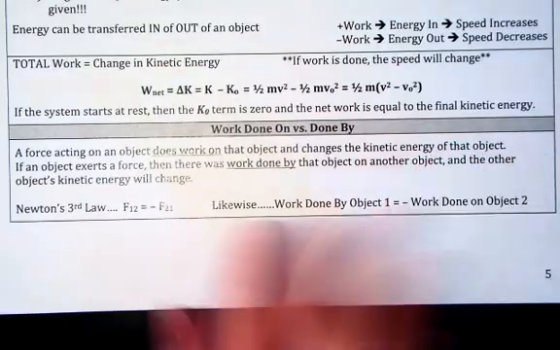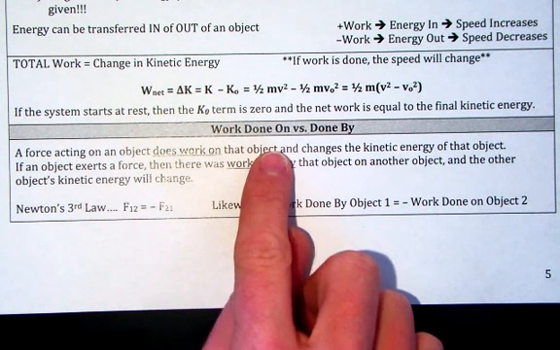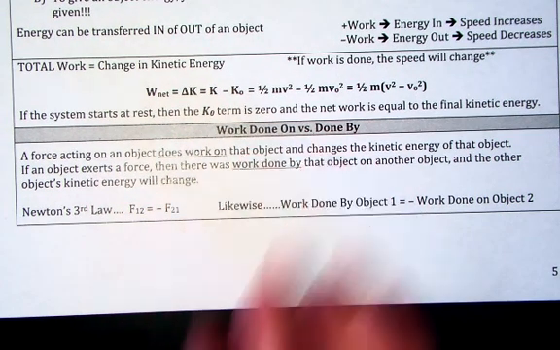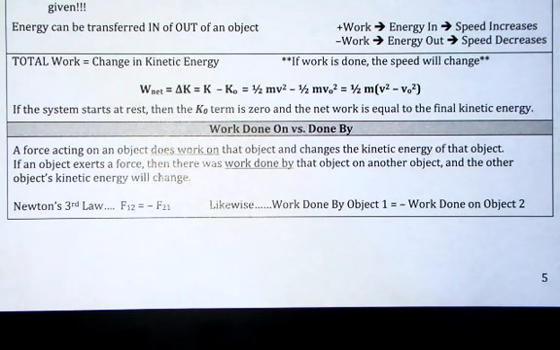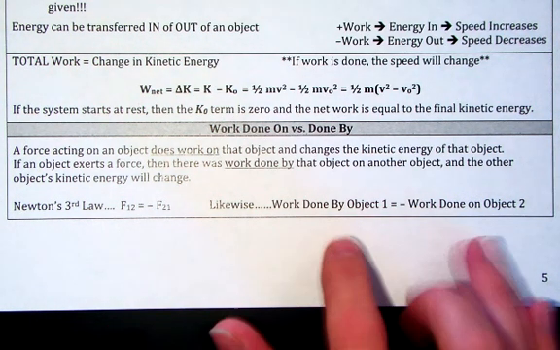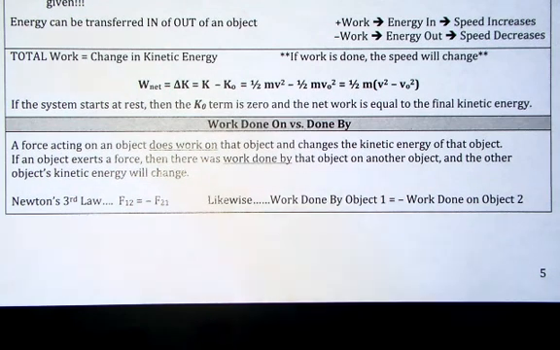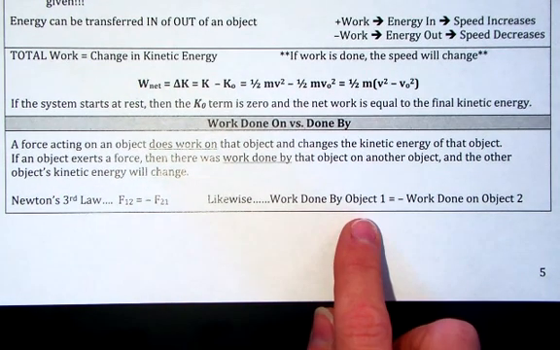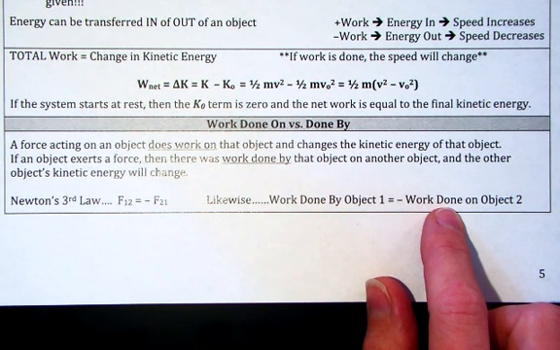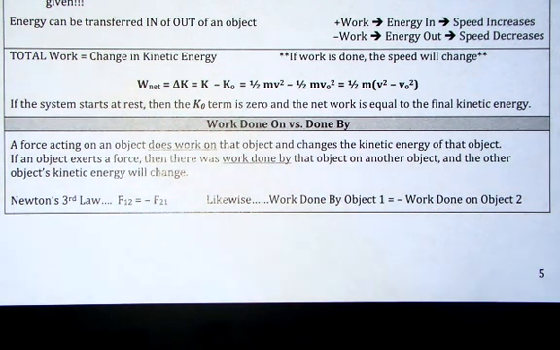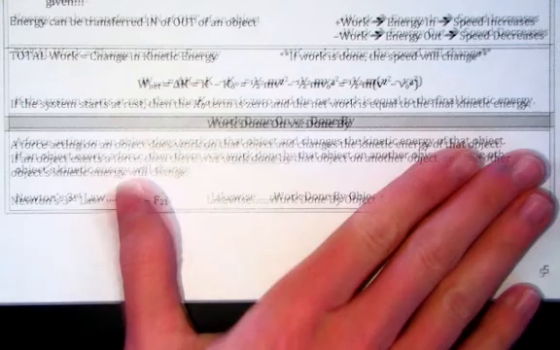We're going to do some applications with this first of all. And then next, I do want to talk about the work done on versus work done by. This is going to come up in example 5, but similar to forces, if you're applying a force to an object, there's an equal and opposite force being applied in the opposite direction. So work is the same way. If you have work being done by object 1, it is going to be opposite the work done on object 2. So the work done on those two objects is equal and opposite. This will come up later.